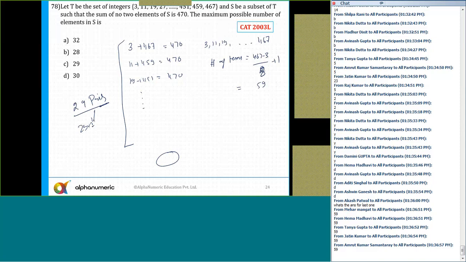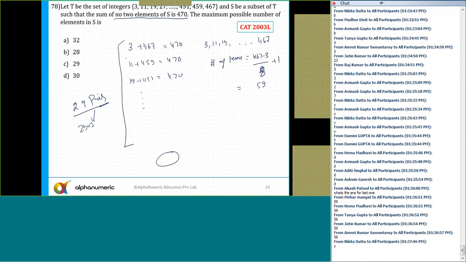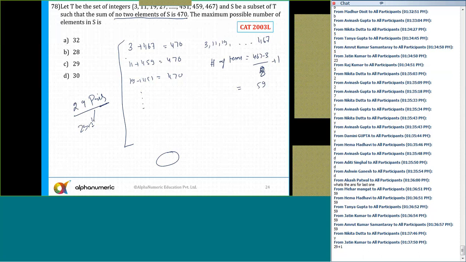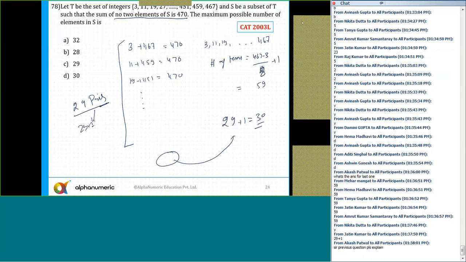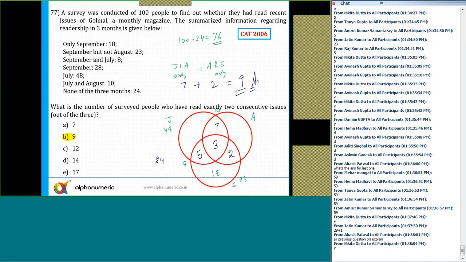But we need that the sum of no two elements should be equal to 470. So out of these 29 pairs, if I pick one number from each pair, the pair will not be completed, isn't it? And if the pair is not completed, we'll never get 470. So these are 29 numbers, and plus this last number also 1. So the answer is 30. 29 plus 1 is 30. Is that clear now? For the last question, the answer is, I told you, 9. Option B, which is 9.